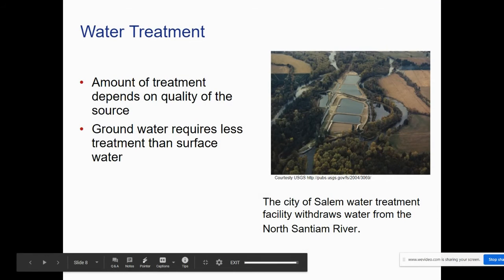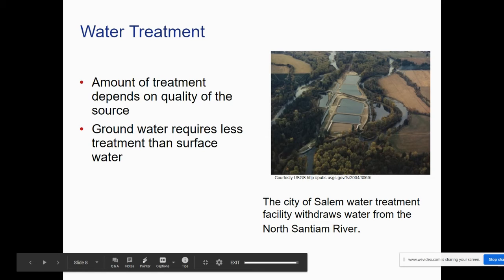Water treatment depends on the quality of the water going into the system. As I said, it can be very quick and easy, where it could be just a little bit of chlorination, disinfection, basically. Chlorine is one of the primary chemicals we use for that.